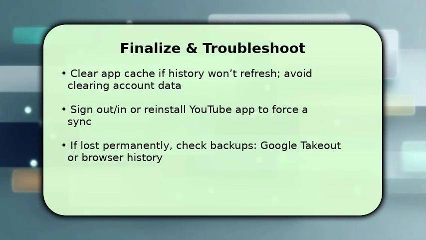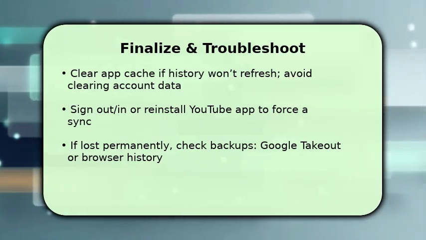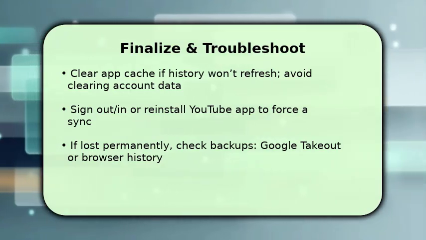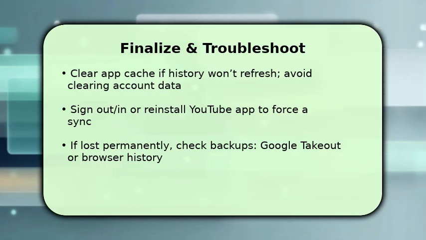Finish by forcing a sync. Clear the YouTube app cache or sign out and sign back in. On desktop, ensure cookies and local storage aren't blocking sync. If history still doesn't appear, reinstall the app or wait up to 24 hours for server-side updates.